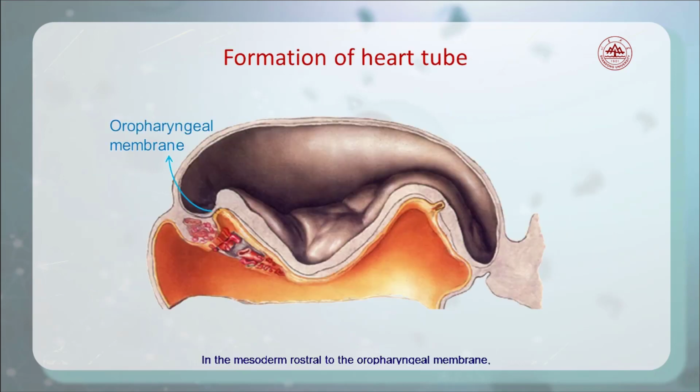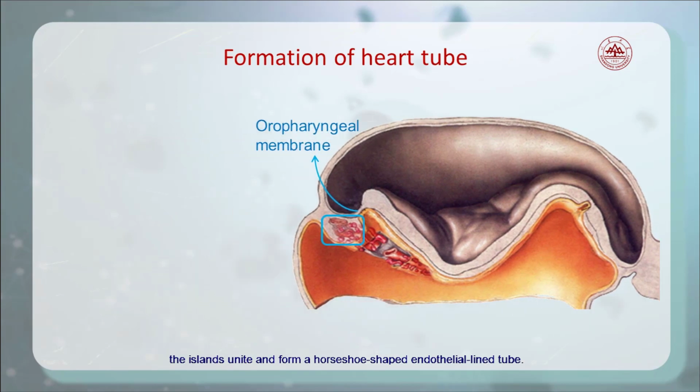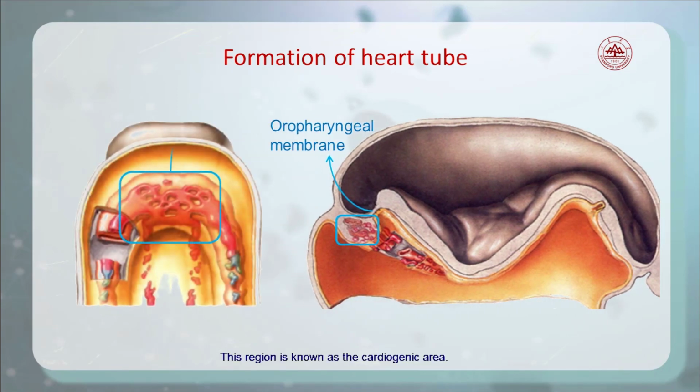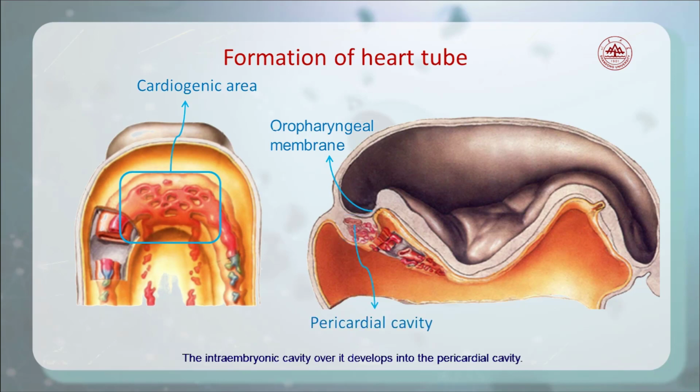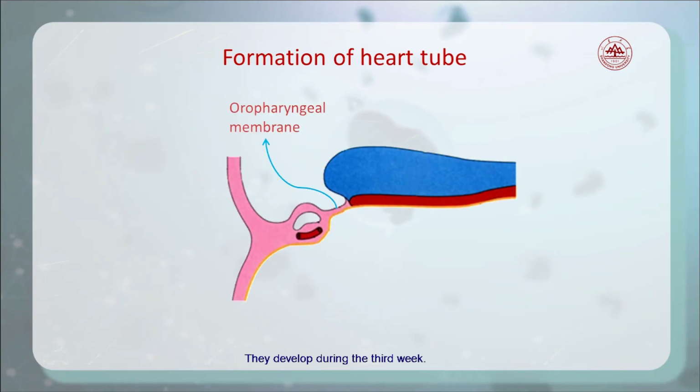In the mesoderm rostral to the oropharyngeal membrane, the islands unite and form a horseshoe-shaped endothelial-lined tube. This region is known as the cardiogenic area. The intraembryonic cavity of it develops into the pericardial cavity. Paired longitudinal endothelial-lined channels are heart tubes. They develop during the third week.